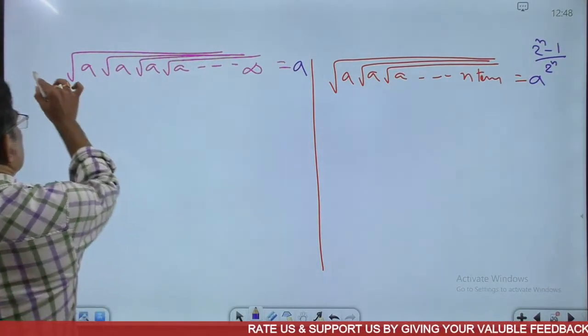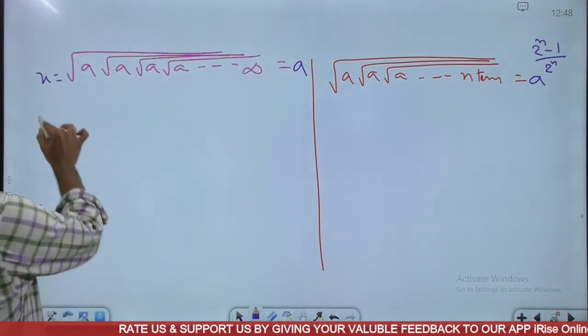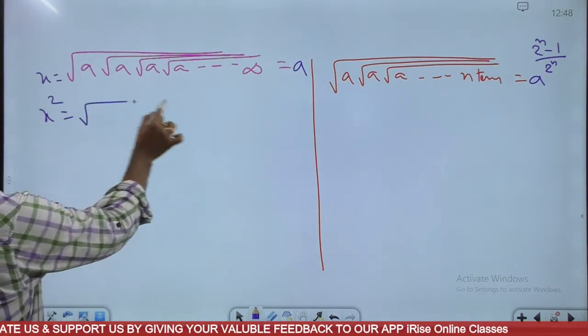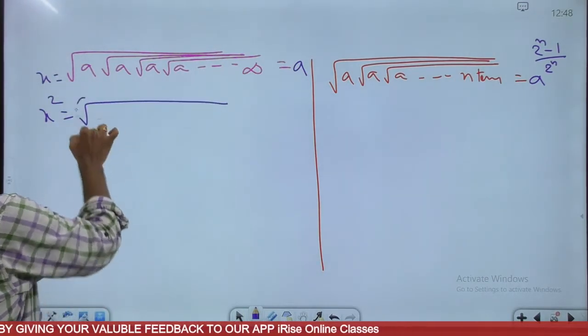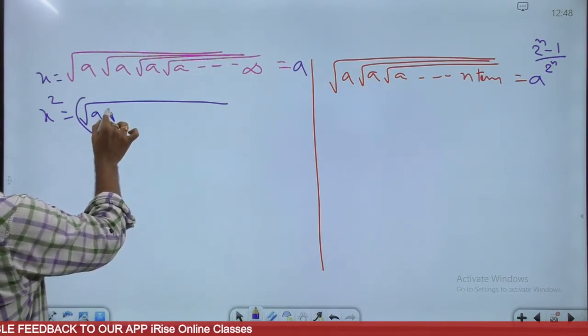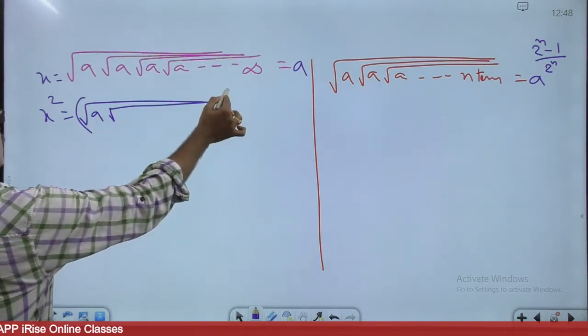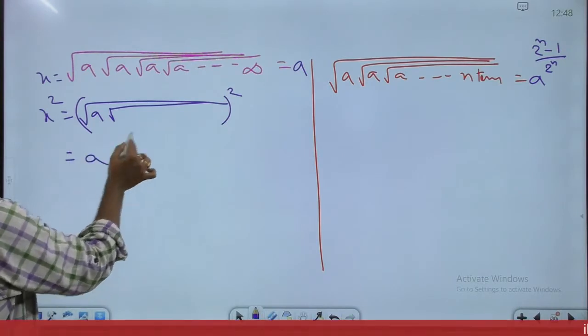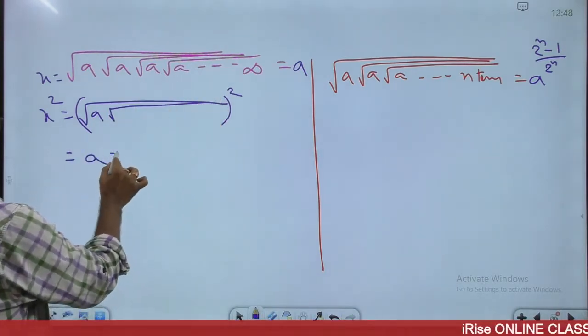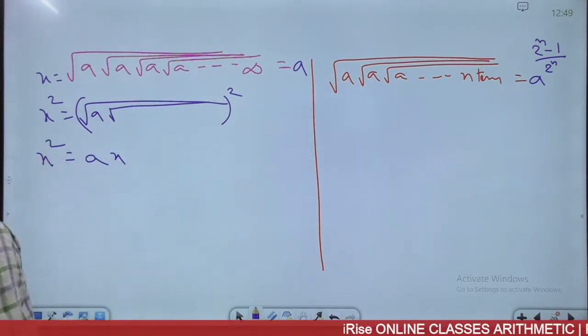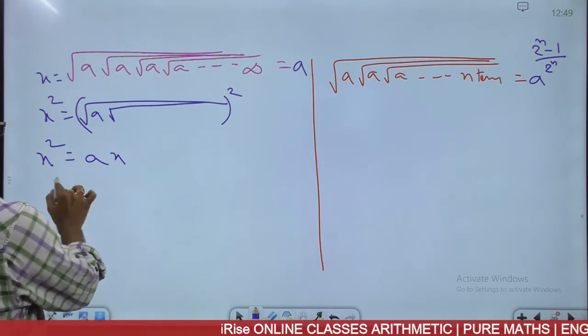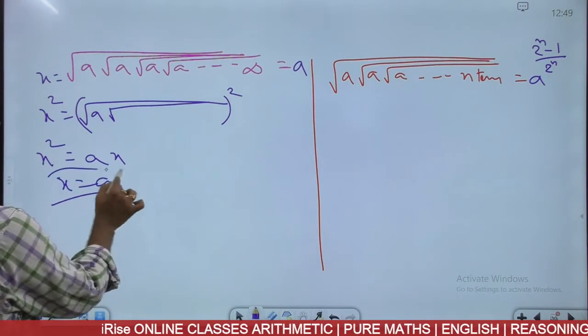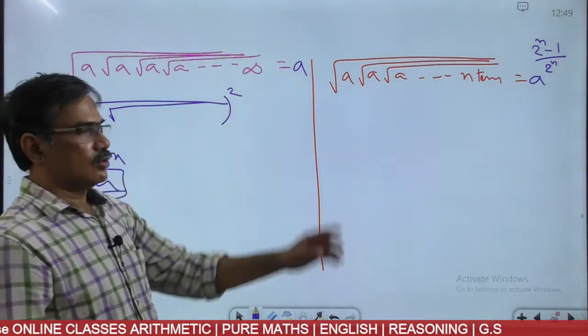So consider this as x. Squaring on both sides, x square is equal to root of a root of a and so on whole power 2, that is a into, again this is considered as x. x square is equal to a x. Here one x gets cancelled, so x is equal to a. Simple proof. x is equal to a.